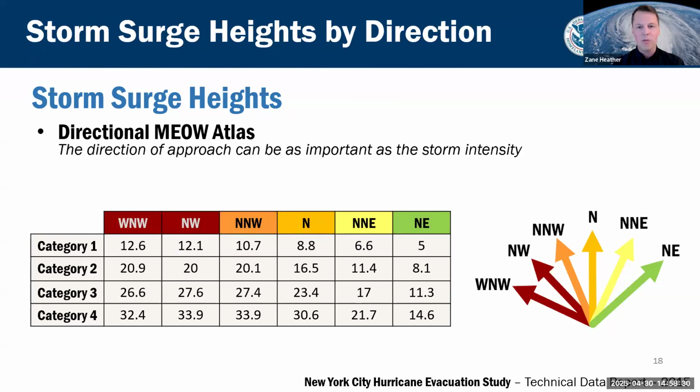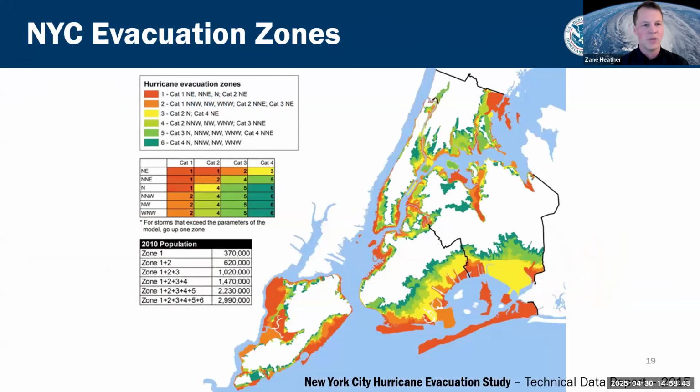And so what that enables New York City to do is look at a storm forecast and make an informed evacuation decision, not solely off the category of storm, but also the angle of approach. This is a job aid that New York City created to help inform that evacuation, the evacuation zone delineation, and evacuation zone scenarios.